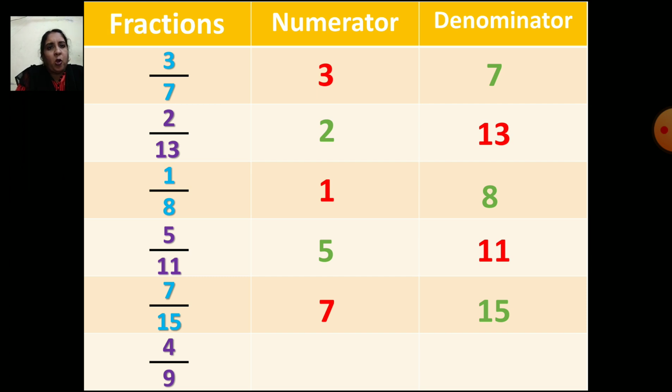Okay. Now we will see the last question. That is 4 upon 9. Right? Now which is the numerator here? 4. And which is the denominator? 9. Right? So if you see in all the questions, the upper number is the numerator and the lower number is called the denominator. So this is how you have to write numerator and denominator. In the exam also you may get a question and then you have to say which is the numerator and which is the denominator. Okay children. Now we will see the next one.